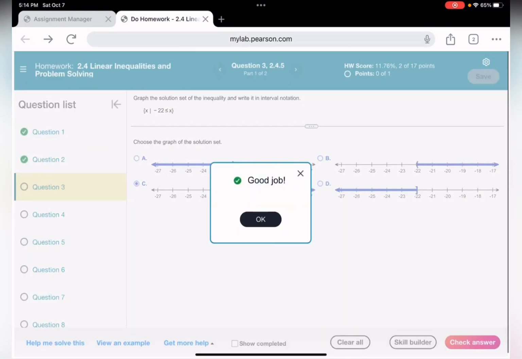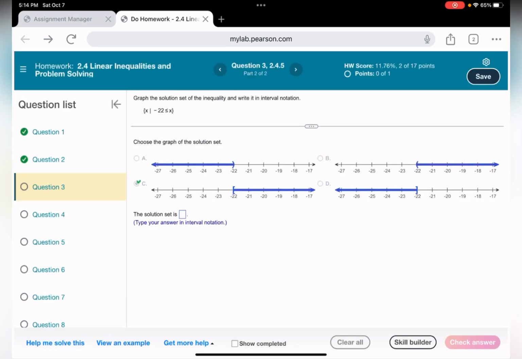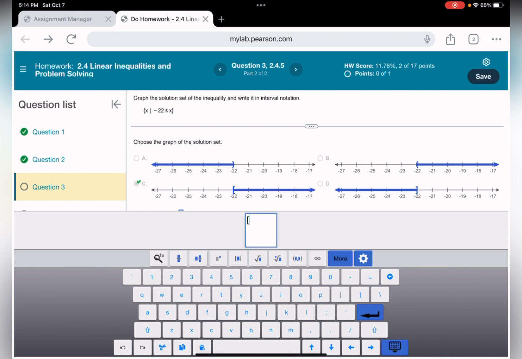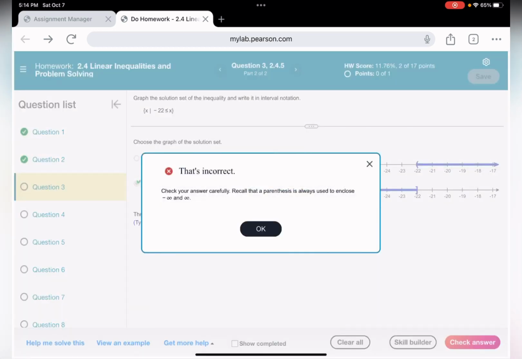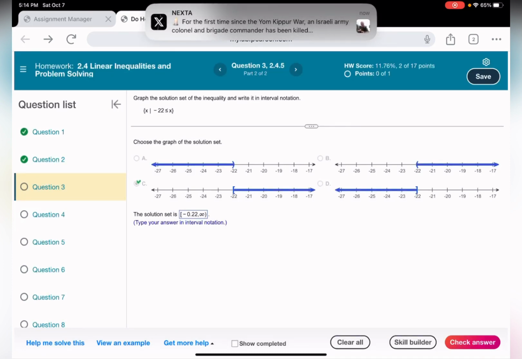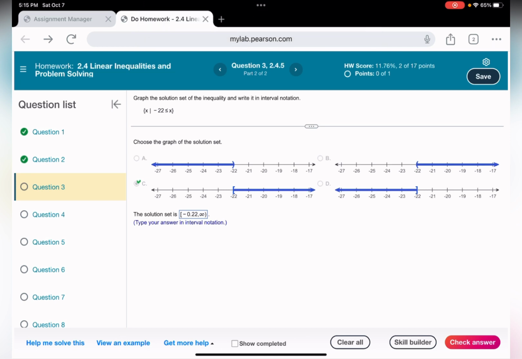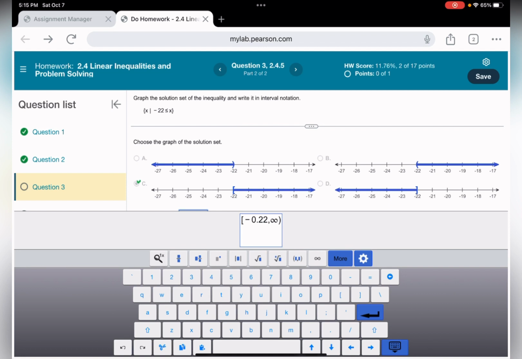Okay. Checking. Very good. And we are writing square bracket, negative 22, comma, positive infinity, parentheses. What did I do wrong? X is 22. Okay, not negative 22, sorry.